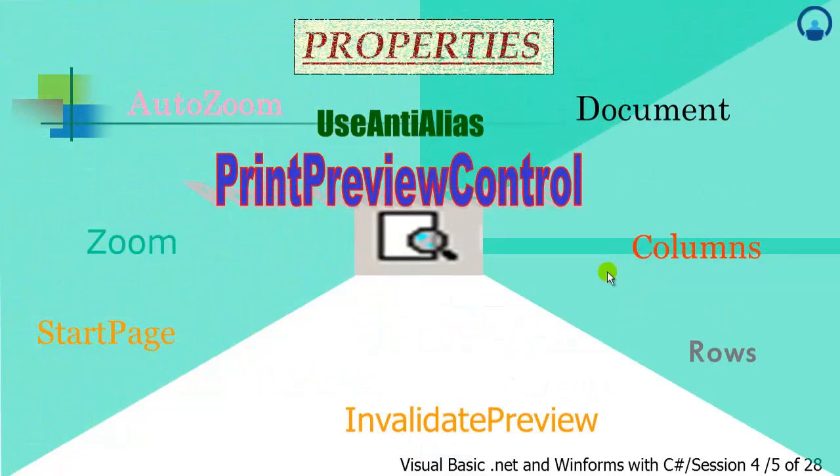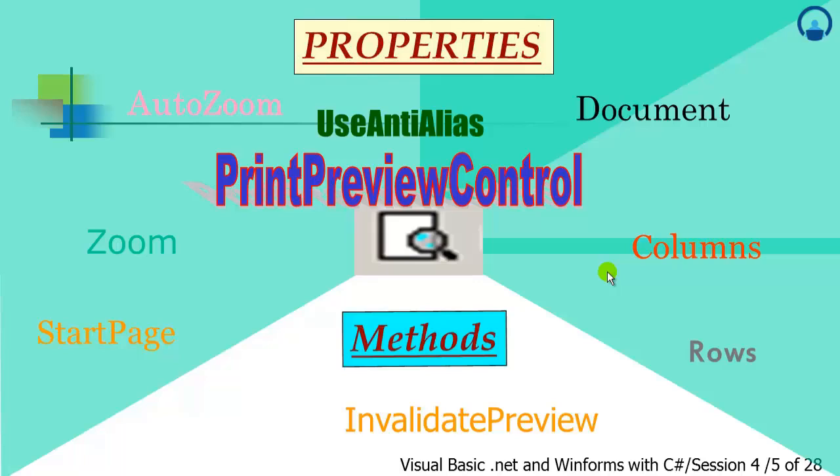Moving to print preview control. This control is used to view a print document before printing to show how it looks when it is printed. The properties, methods, and events of print preview control are as follows. Properties. We have AutoZoom. This property is used to set the value either true or false, which indicates whether or not the control is resized or the number of pages shown is changed. The Zoom property will be automatically adjusted so as to make everything visible.